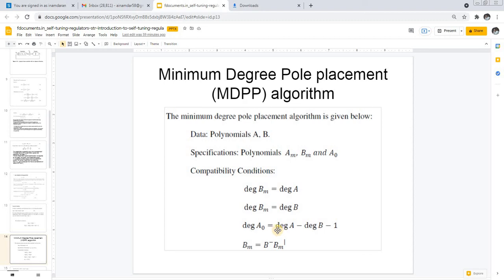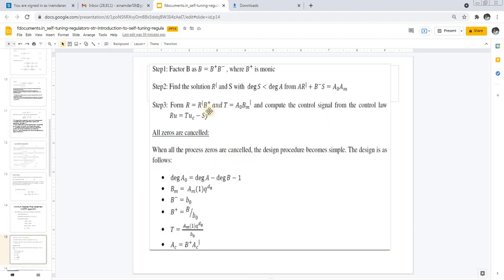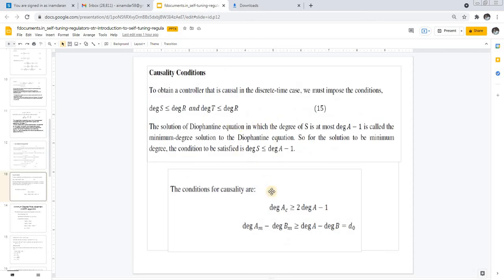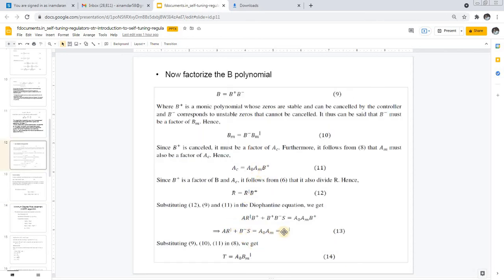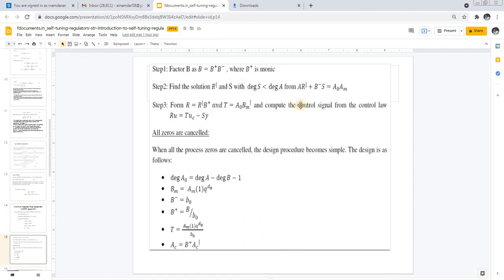So we have three steps to perform this algorithm. In step 1, factor B as B equals B plus and B minus, where B is monic, because the highest coefficient of the polynomial is 1. Step 2 includes finding the solution R dash and S with degree S less than degree A, from equation number 13, equal to A naught and Am.